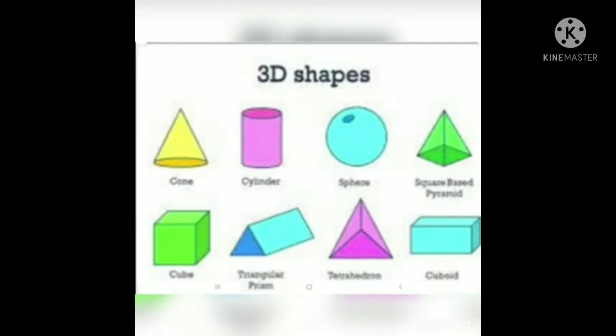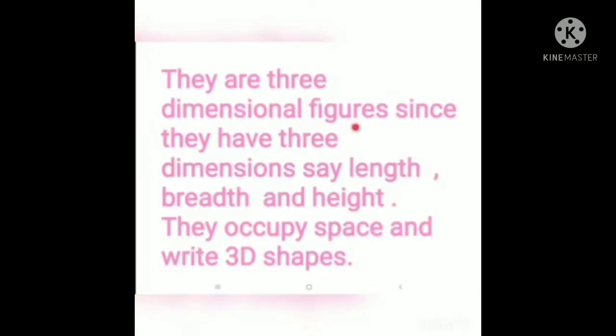Now, how is it different from plane shapes? They are three-dimensional figures since they have three dimensions. What are the three dimensions? Length, breadth and height. Plane shapes have two dimensions, whereas solid shapes have three dimensions, that is, they are measured in three different lengths, that are length, breadth and height, and also they occupy space.